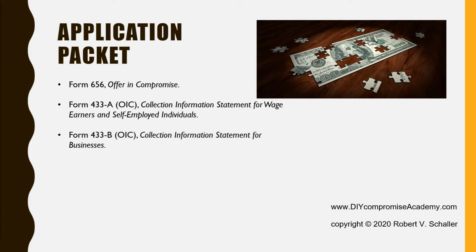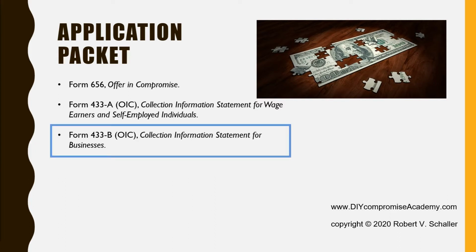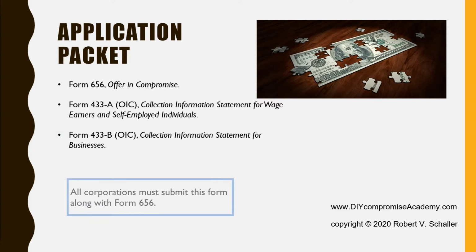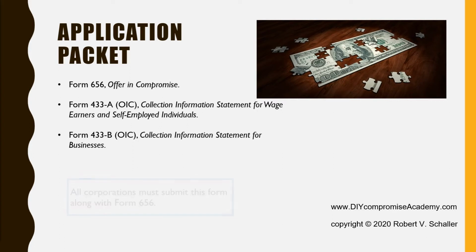Form 433B OIC is designed for businesses, including corporations and LLCs. Form 433B OIC is titled Collection Information Statement for Businesses. All corporations and LLCs must submit this form along with Form 656. Like Form 433A OIC, Form 433B OIC identifies the business's assets, income, expenses, among other things.